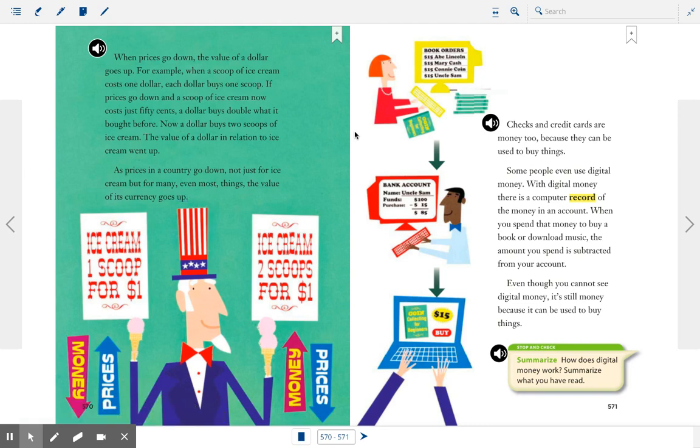So to summarize all of this, when prices go down or lower, a dollar can buy more. When prices go up or get higher, a dollar buys less.